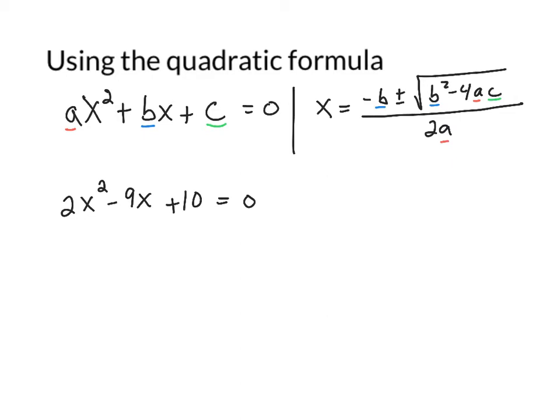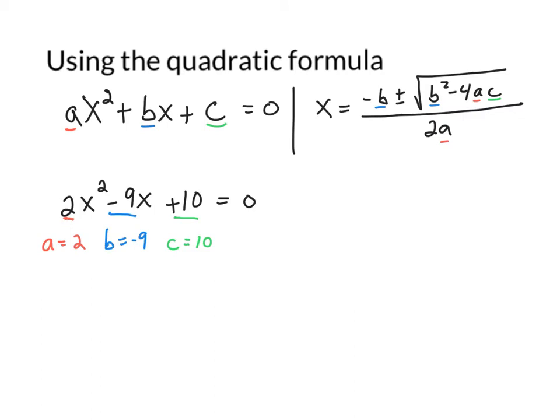So the first thing I want to do is figure out what my a, b, and c are. The coefficient in front of x squared, that's my a. So a, in this case, is equal to 2. My b term is going to be a negative 9. The number in front of the x, that's my b term, so b is equal to negative 9. And then my c term is the constant out here on the end, a positive 10. So c is equal to positive 10.